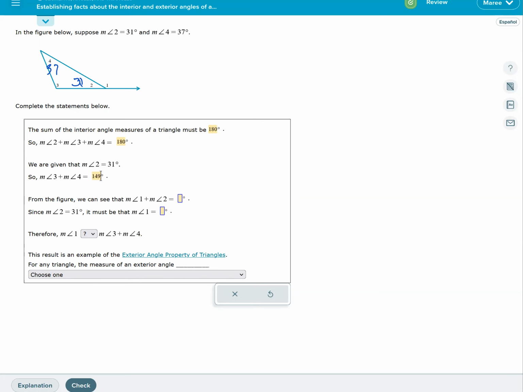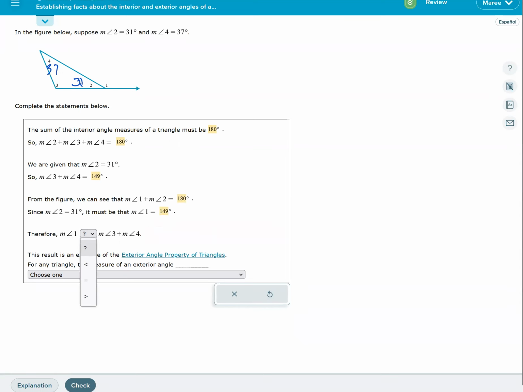We can see that measure angle 1 and 2, if you look at it, angle 1 and 2 form a straight line when they are together. So that's 180 degrees. Since angle 2 is 31, I can take 180 minus 31 and find the measure of angle 1. Well, I just did that above, so it's 149. Therefore, the measure of angle 1 is equal to the measure of angle 3 plus the measure of angle 4.